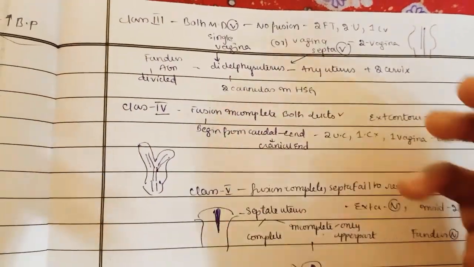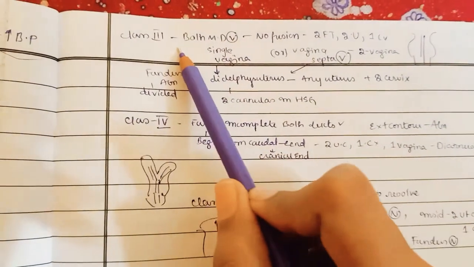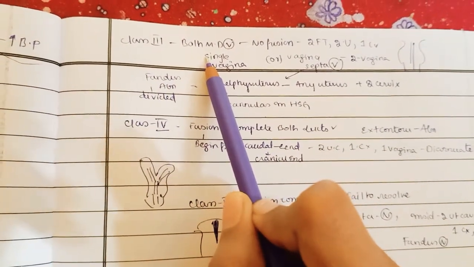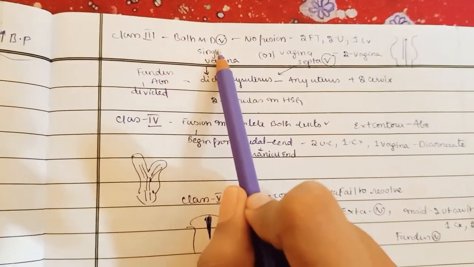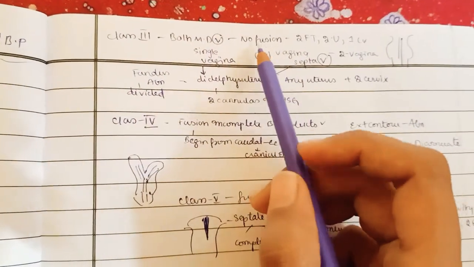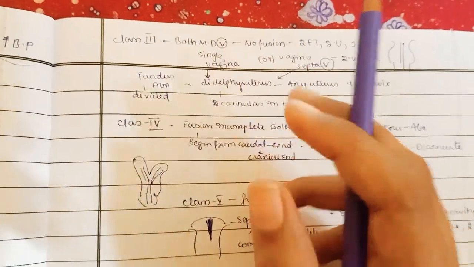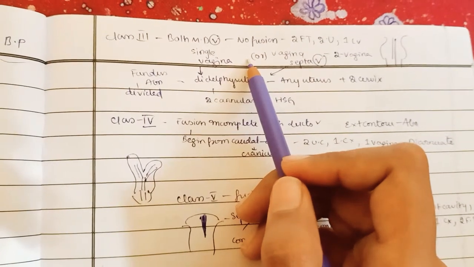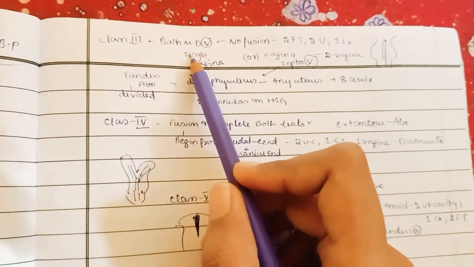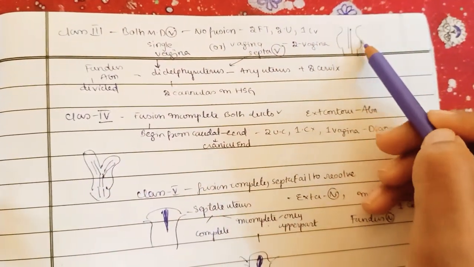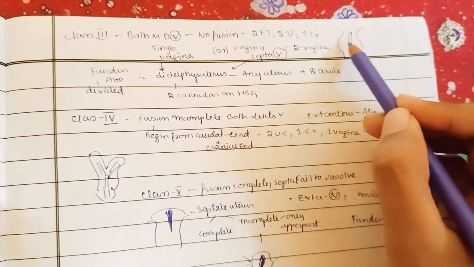So coming to class 3. In class 3, both Mullerian ducts are present, but they are not fusing. So there is no fusion, a failure of Mullerian ducts to fuse in the entire length. And this type of uterus is called didelphic uterus, because you can see they are not fusing, they are staying like this only. So two uterus.